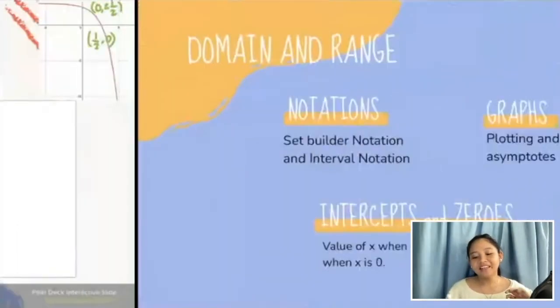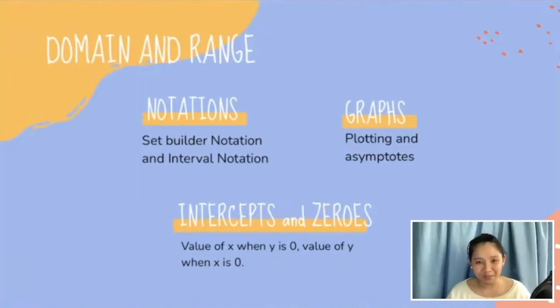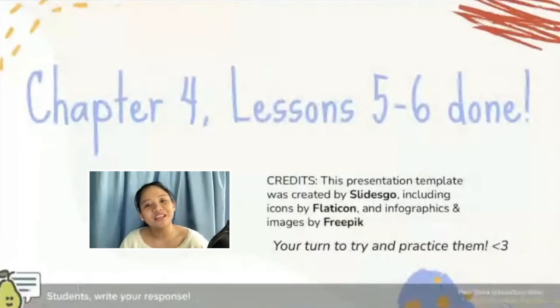So, with that, we're done with our domain and ranges. Under graphing, we have the notations, set builder notation and interval notation. And then we have the graphs, our plotting, table of values, the asymptotes, and the intercepts and zeros. The value of x when y is 0 would give you the x-intercept. The value of y when x is 0 would give you the y-intercept. So with that, we're done with Chapter 4, Lessons 5 to 6.